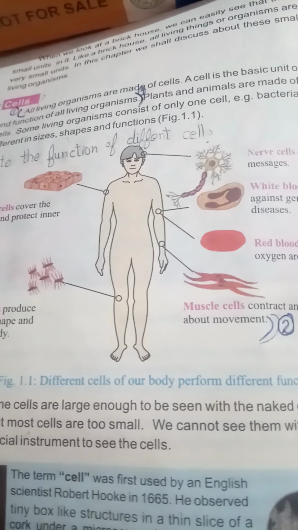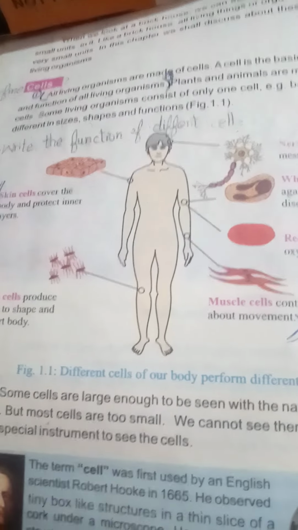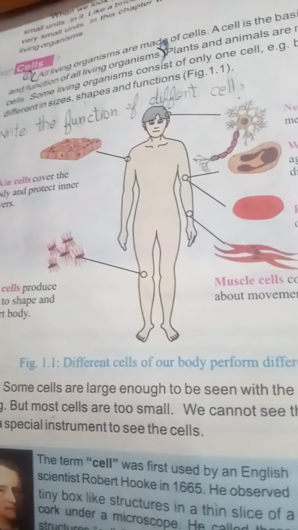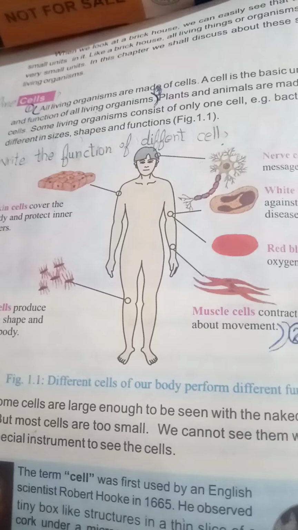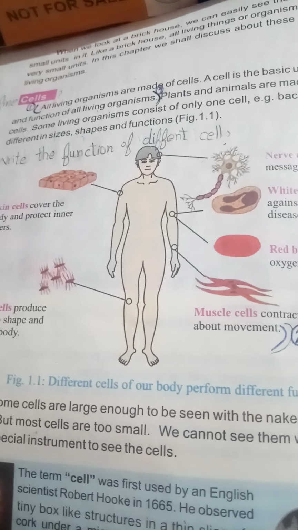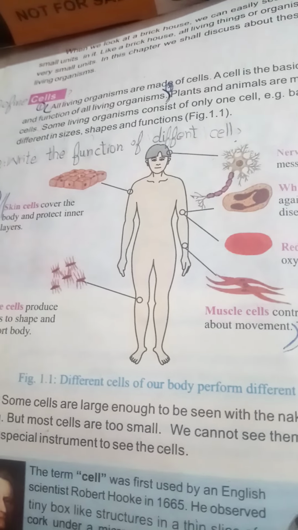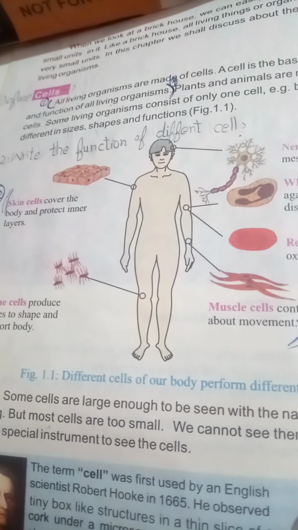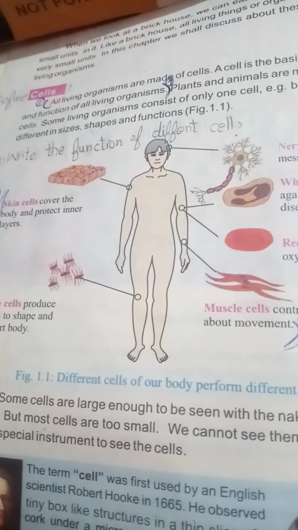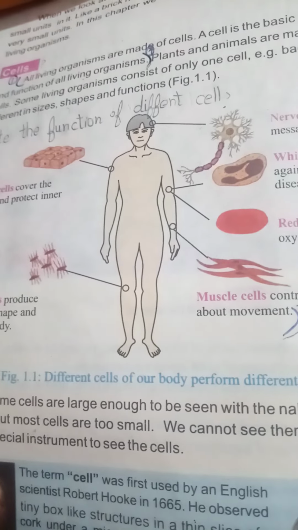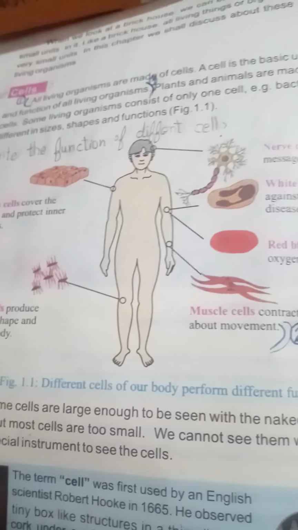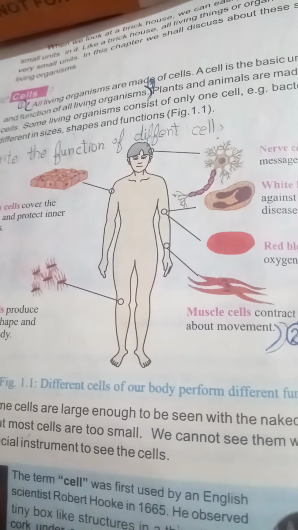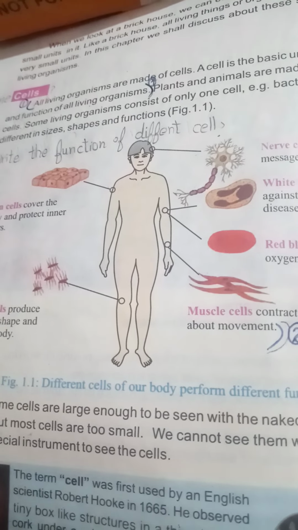In the structure of a cell, skin cells cover the body and protect the inner layer. Nerve cells conduct messages. White blood cells fight against germs that cause diseases. Red blood cells transport oxygen around the body. Bone cells produce bones to shape and support the body. Muscle cells contract and bring about movement.